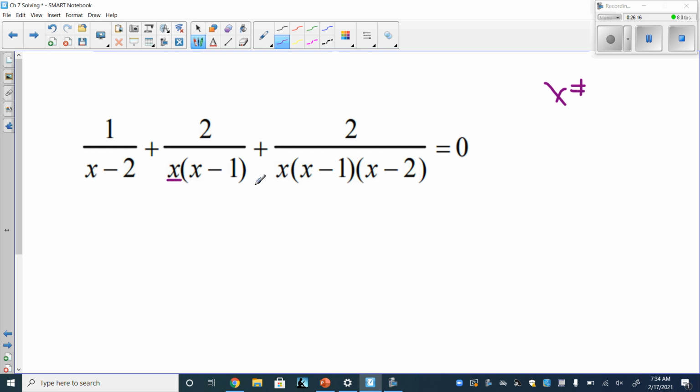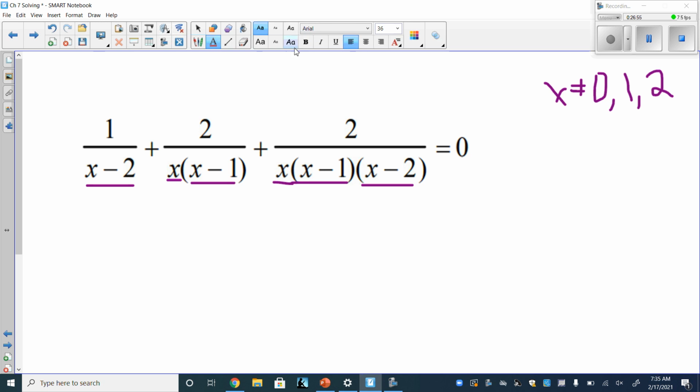Well, here, since we have an x by itself, that automatically means 0 is going to be one of our restrictions. Now we have an x minus 1 and x minus 1, so that means 1, because 1 minus 1 would give us 0. And our last spot is going to be x minus 2. That's going to be 2, because 2 minus 2 would give us 0. So our 3 restrictions that we have would be 0, 1, and 2. So if we get any one of those 3 values as a solution, they would not work.